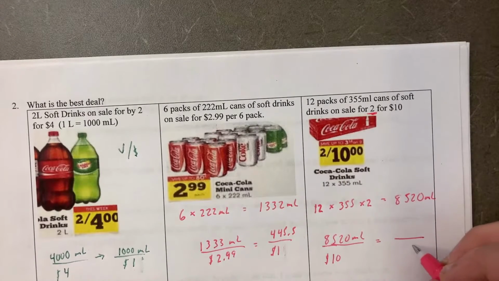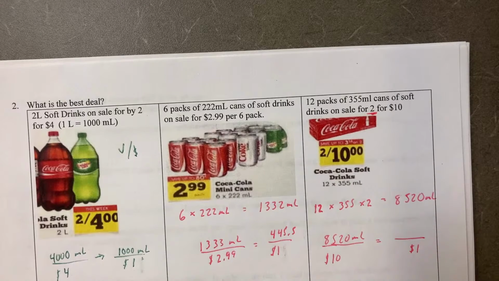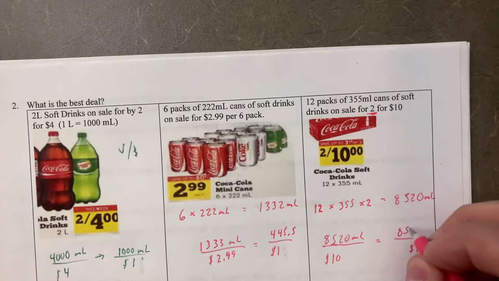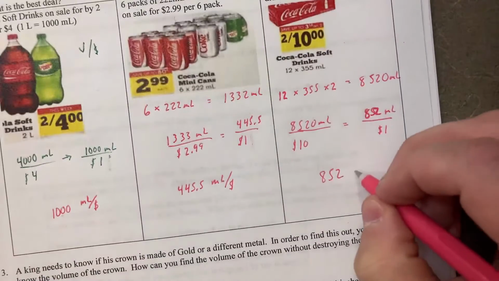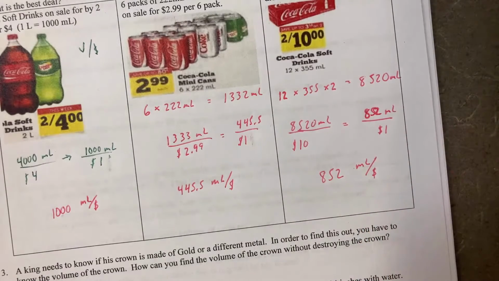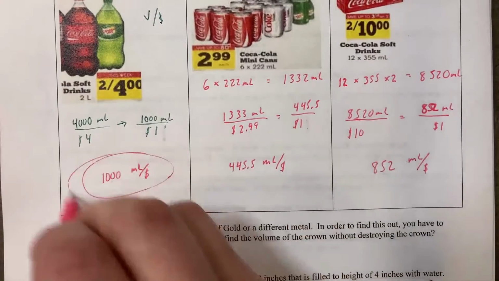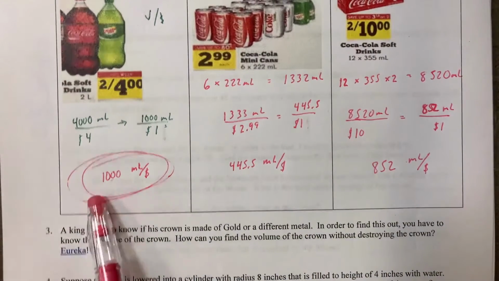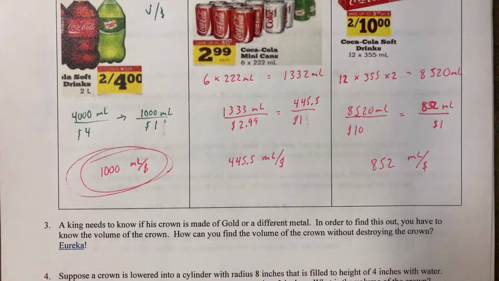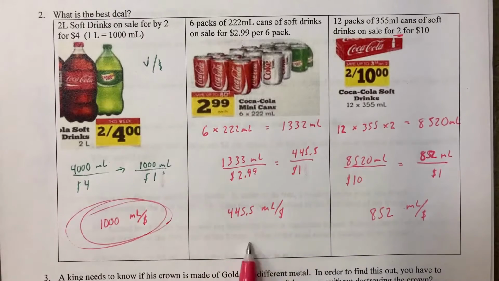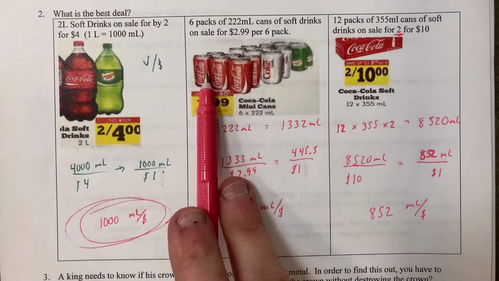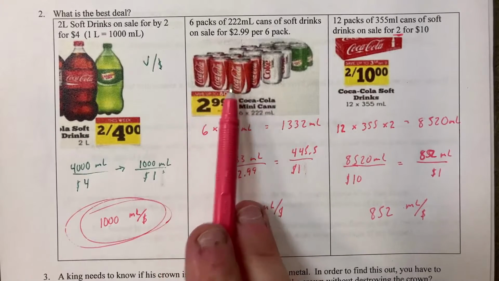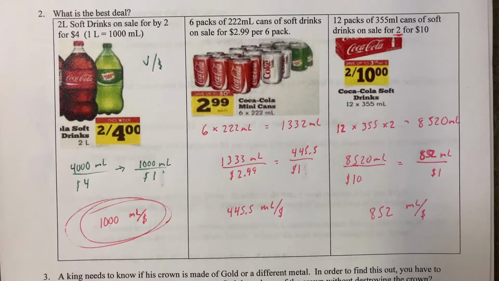How much is that per dollar? So divide that by 10. You're getting 852 milliliters per dollar. All right, so what's the better deal? This one. You're getting quite a bit more volume per dollar than the other two. And the mini Coke cans were the least price, the worst deal. Probably because you're spending so much more money on the cans, right? There's more packaging involved.